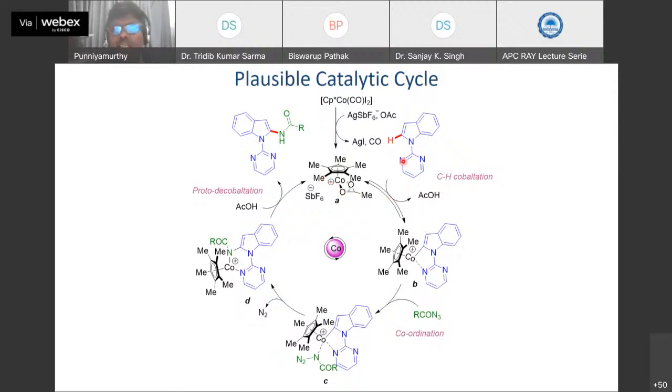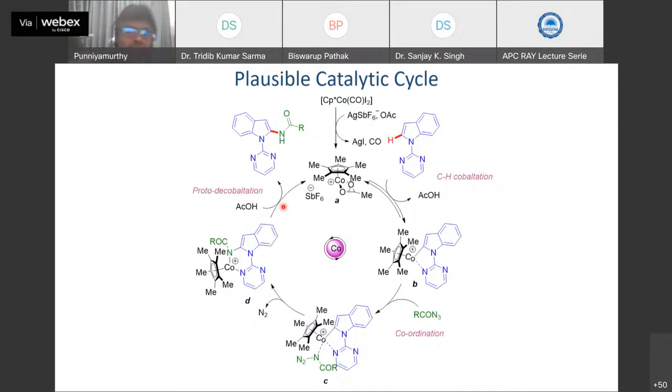Then it makes chelation, activation of the CH bond. This is also a reversible reaction. If you look at the paper, you can find out. You form the metallacycle, which then reacts with this azide, alkyl azide. Removal of nitrogen and nitrogen insertion here lead to the formation of this intermediate. Since you generate acetic acid as a byproduct, protodecobaltation can regenerate the catalyst, and we produce the product. This way you can do the amidation at the C2 position using 2-pyrimidyl as the directing group.